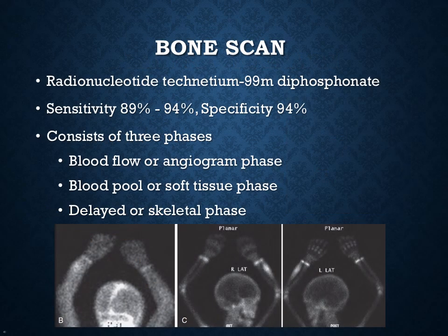Bone scan using technetium 99M labeled diphosphonate is a highly sensitive imaging modality for osteomyelitis, with a sensitivity of about 89 to 94% and specificity around 94%. It is particularly useful for early detection, often becoming positive within the first few days of infection, even when plain radiographs are normal.